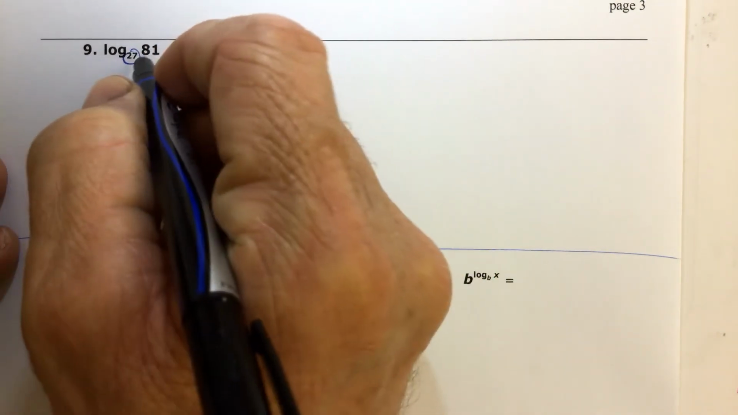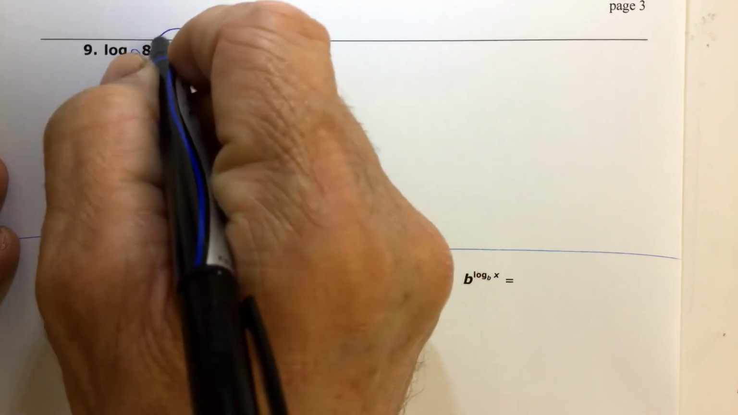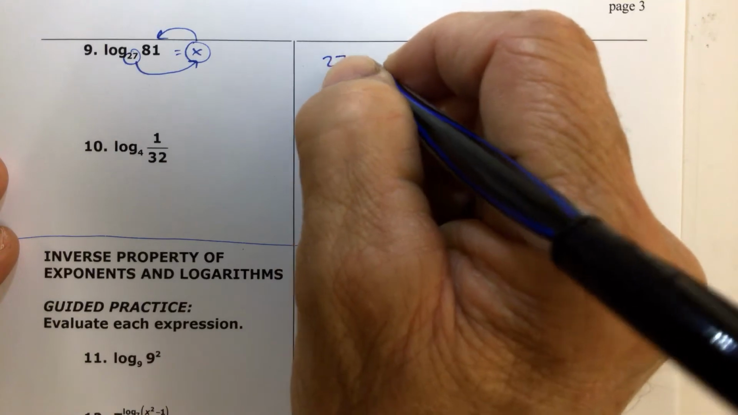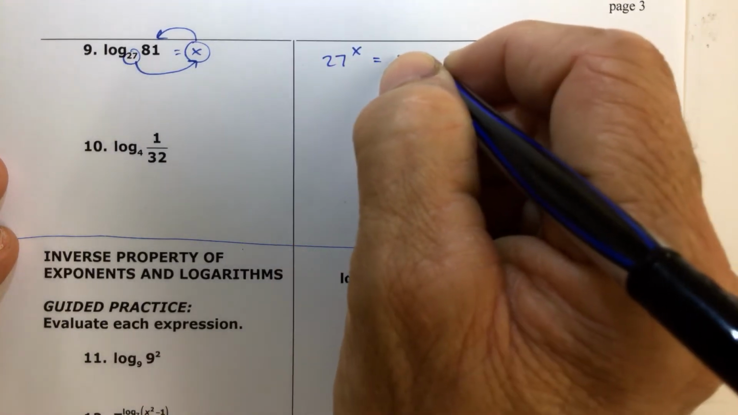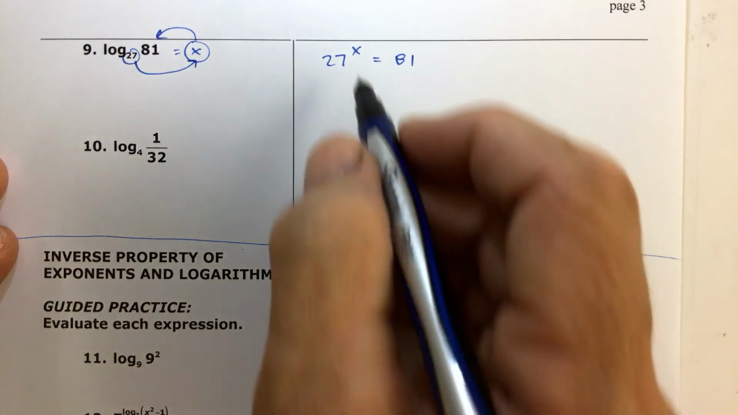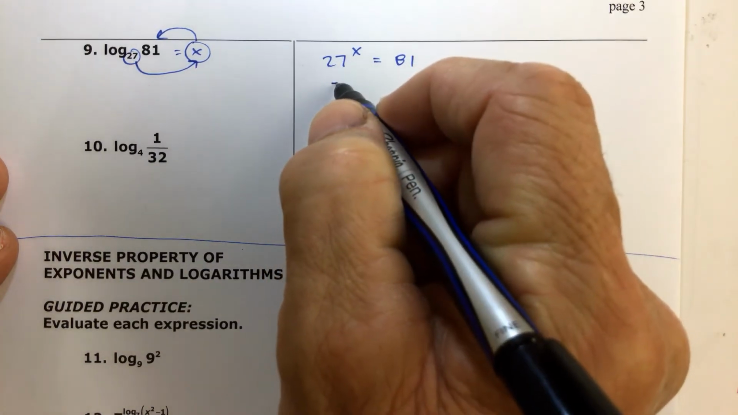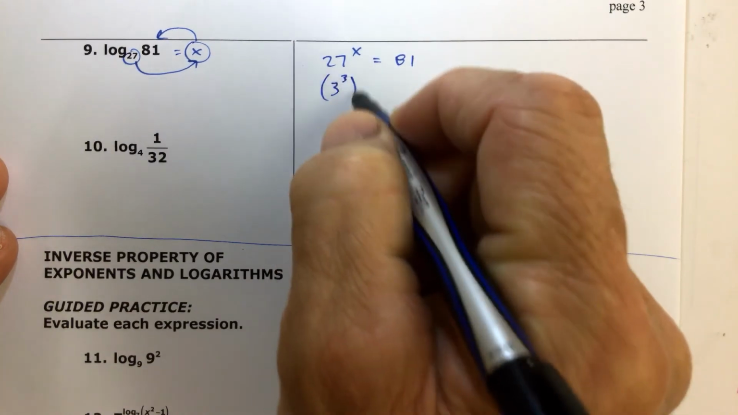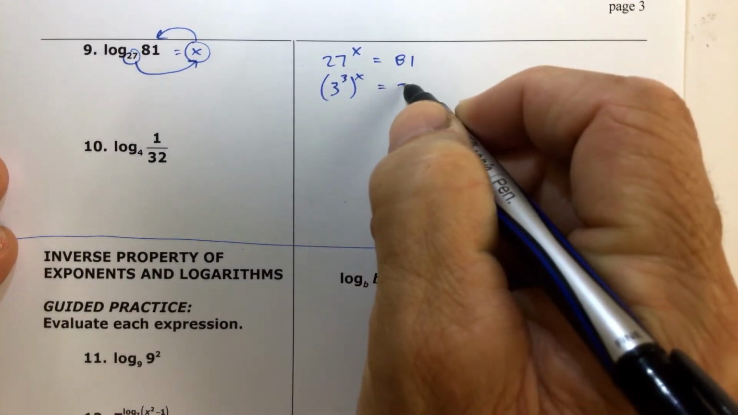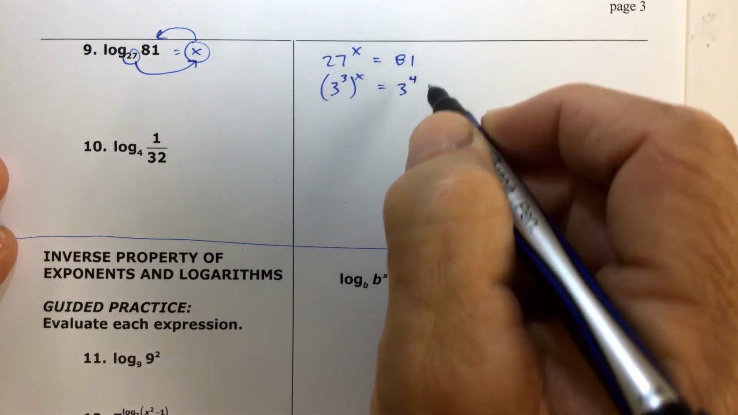Step number 1, we're trying to figure out 27 raised to some power is equal to 81. So we'll rewrite that. 27 raised to some power is equal to 81. And now we have to solve for the power. So the key here is recognizing that 27 and 81 are both powers of 3. So we're going to rewrite those numbers as powers of 3. So 27 is 3 cubed, 81 is 3 to the 4th.